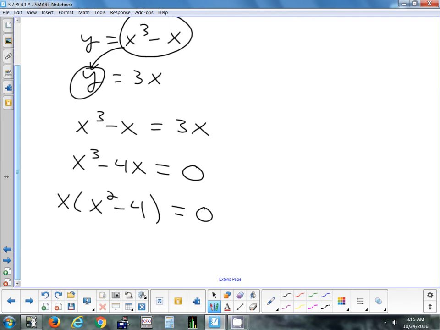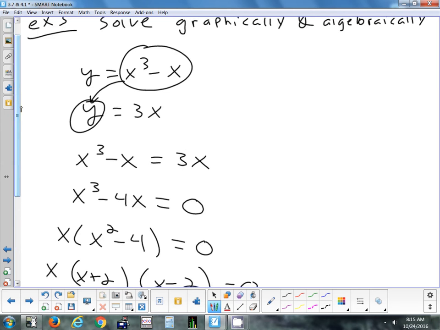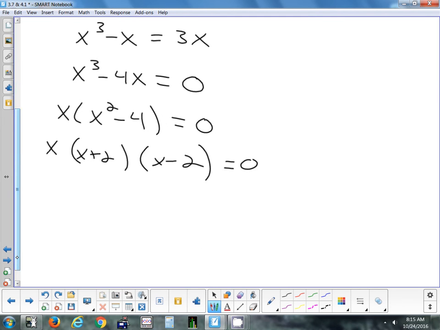And what can I do now? That's a difference of what? Difference of squares. Right, so x squared minus 4, how does that factor? Yeah. x plus 2 and x minus 2. Very good. x plus 2, x minus 2. Now I can get my 3 answers. And in this case, they're all real. There are no imaginary answers here.